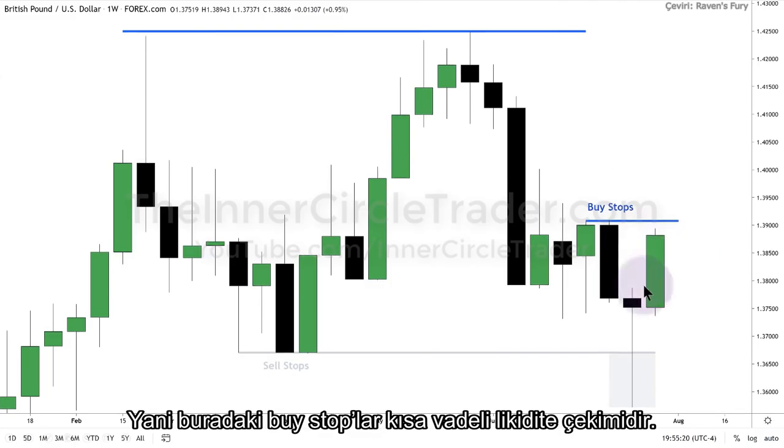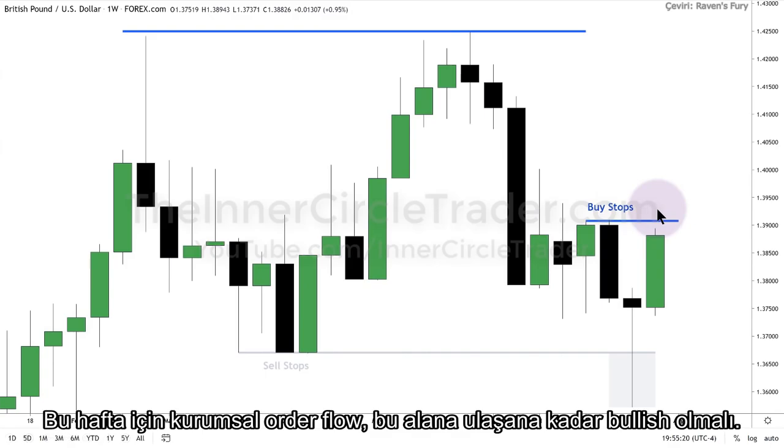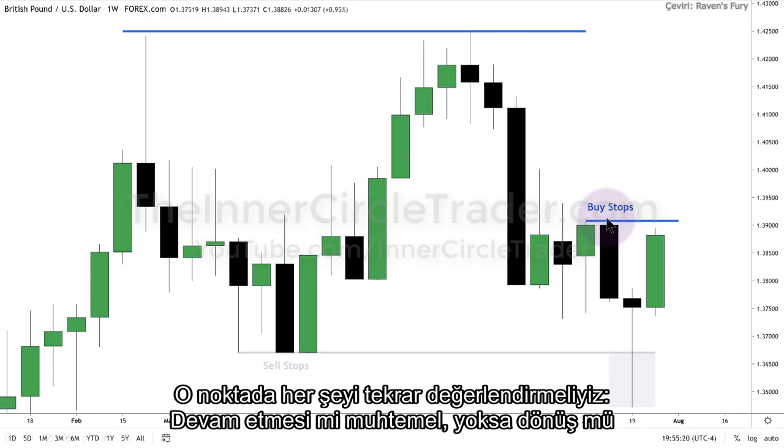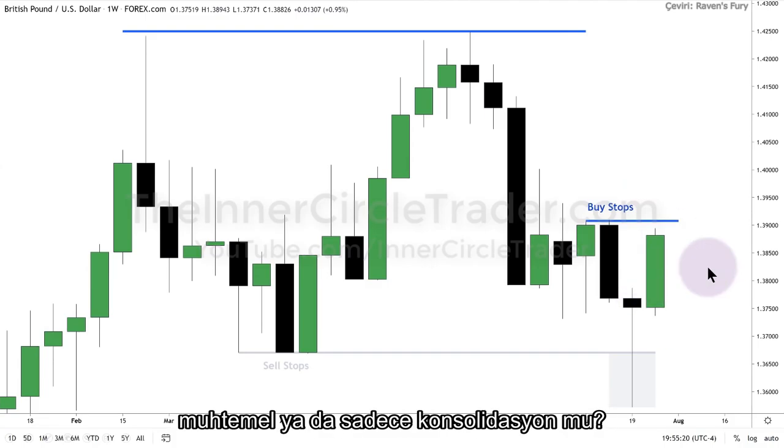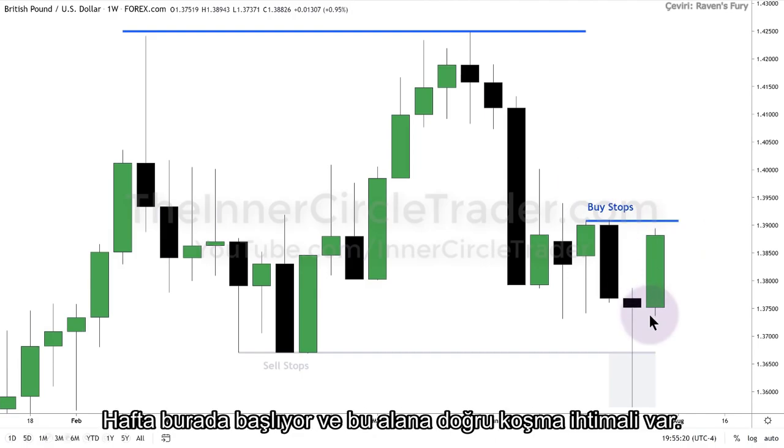So the buy stops here are the near-term draw on liquidity. So institutional order flow for the week should be bullish until we get up into this area. At that moment, we'd have to reassess everything: continuation if it's likely, or reversal if it's likely, or just consolidation. But we don't need to know that right now. That starts the week here with the likelihood of running up into this area.